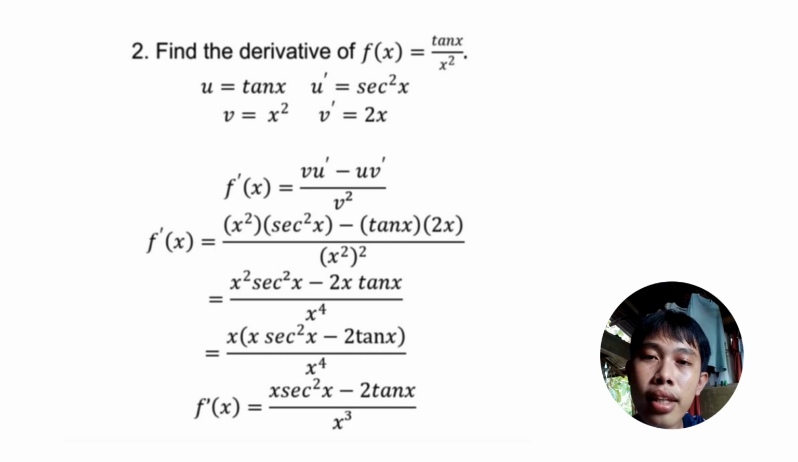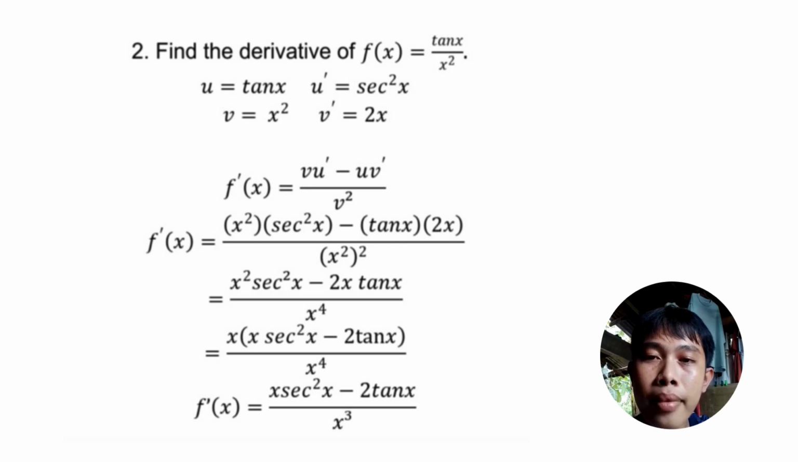Then minus tangent x times 2x is equal to 2x tangent x. So the denominator also we can simplify this. So x squared squared is equal to x raised to the power of 4. And now we can factor out the numerator by placing 1x outside. So it will become x times x secant squared x minus 2 tangent x over x raised to the power of 4.